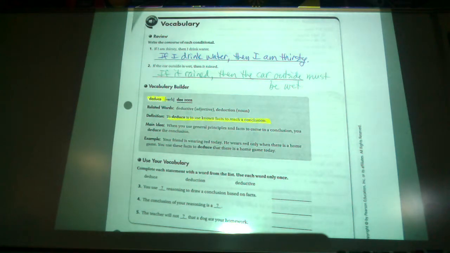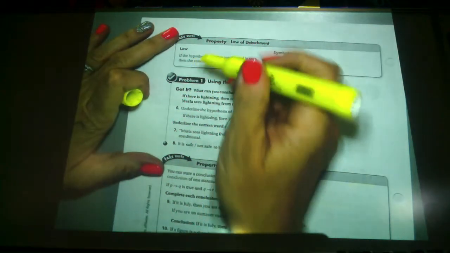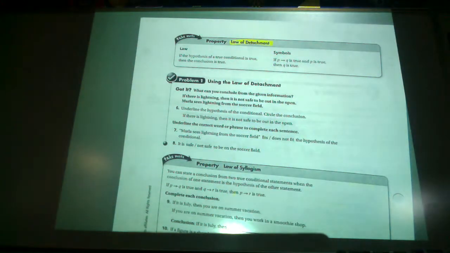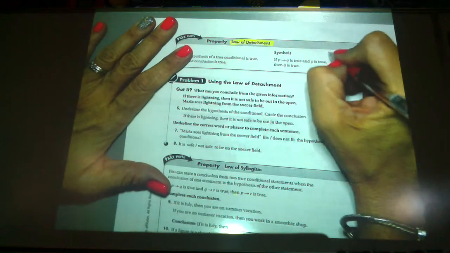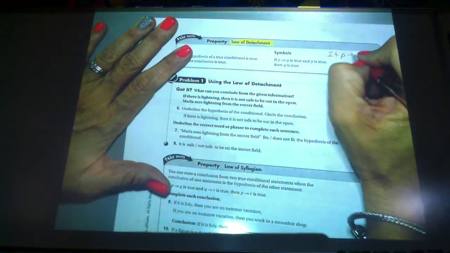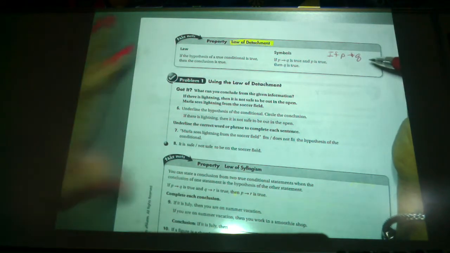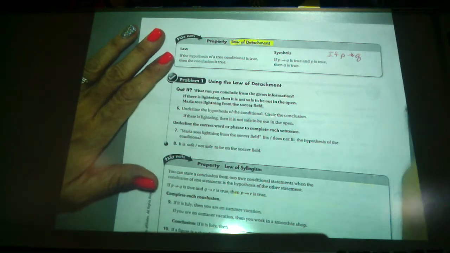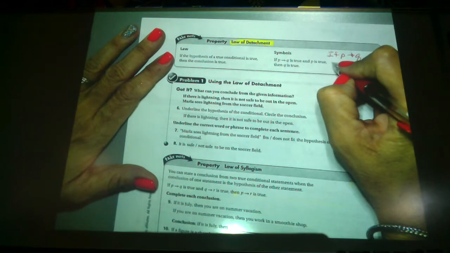And there are two different laws that we use to do that. I don't care about the use your vocabulary part. The first property is your law of detachment. I don't necessarily like how they described it here. Here's what you're going to write. The law of detachment looks like this. If P, then Q. So they're going to give you a full conditional. If this, then that. Then they're just going to give you P.